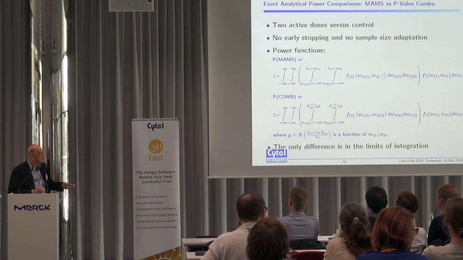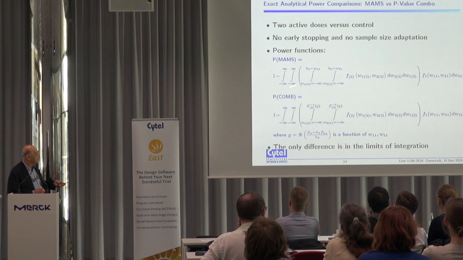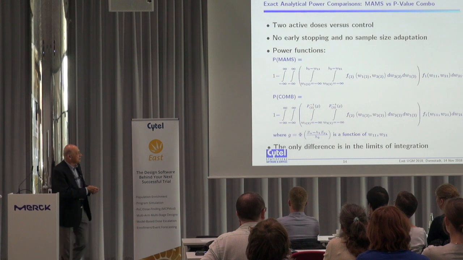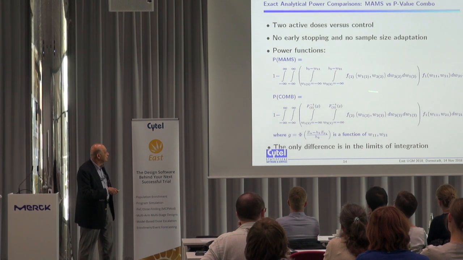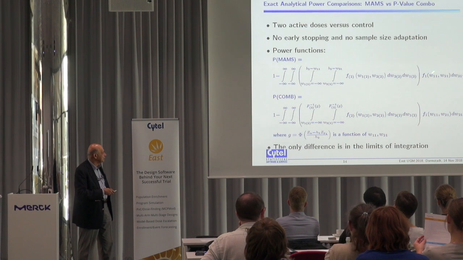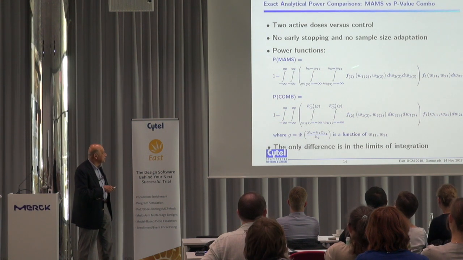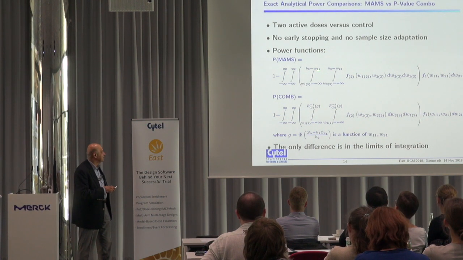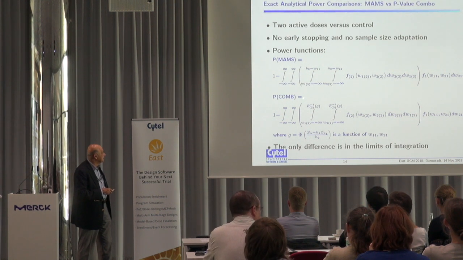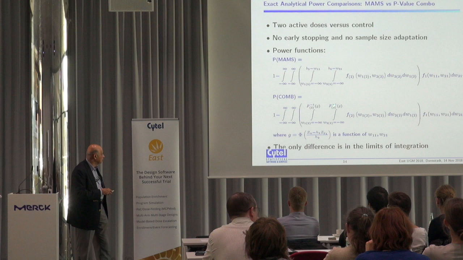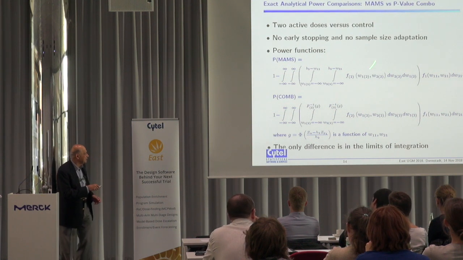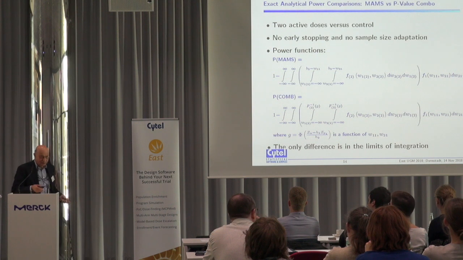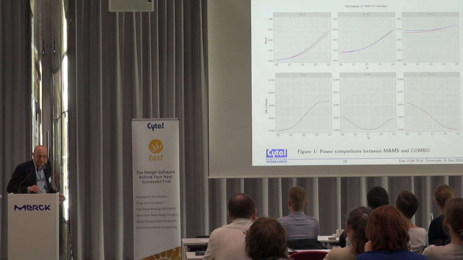You don't need to worry about this. I've worked out analytically in this case what is the difference in power. The only thing that you need to see in this is that the two have very identical expressions. You integrate over the first stage, and then you integrate over the second stage. But the difference is only in the limits of integration. Otherwise, the expressions are identical. In the group sequential, these are the limits of integration, and in the combination test, they're a little more complicated. But the important thing is to look at the plot of the difference.